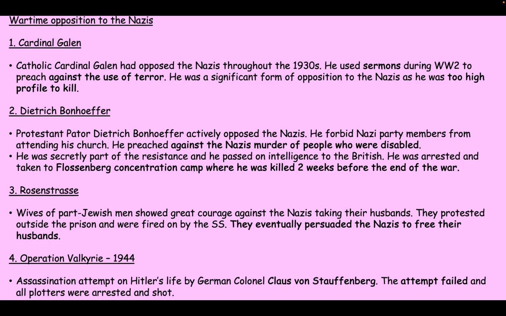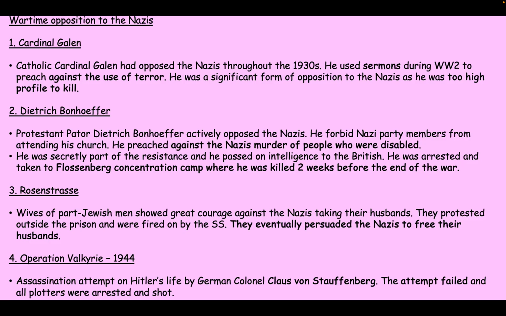Now, these women went to the prison and they showed great, great courage by protesting outside the prison. They were fired on by the SS. They ran away. They came back. They continued to protest, and they eventually persuaded the Nazis to free their husbands. So we've got an example there of, like Cardinal Galen, them effectively opposing the Nazis during the war.